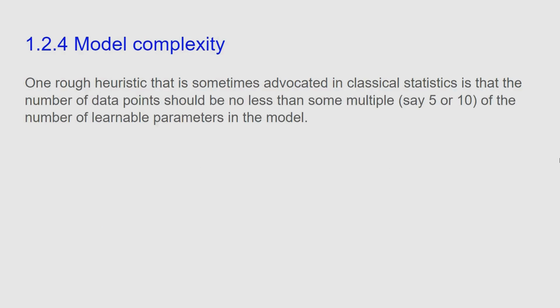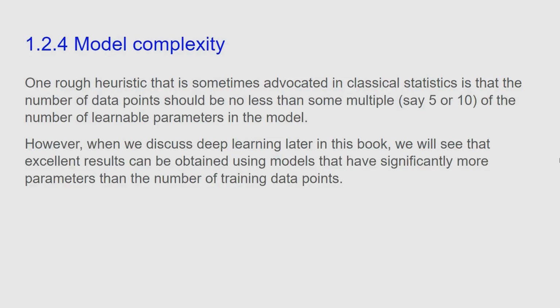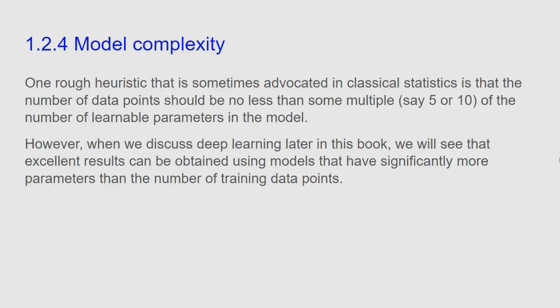One rough heuristic that is sometimes advocated in classical statistics is that the number of data points should be no less than some multiple of 10, say 5 or 10, times the number of learnable parameters in a model. However, when we discuss deep learning later in this book, we will see that excellent results can be obtained using models that have significantly more parameters than the number of training data points.